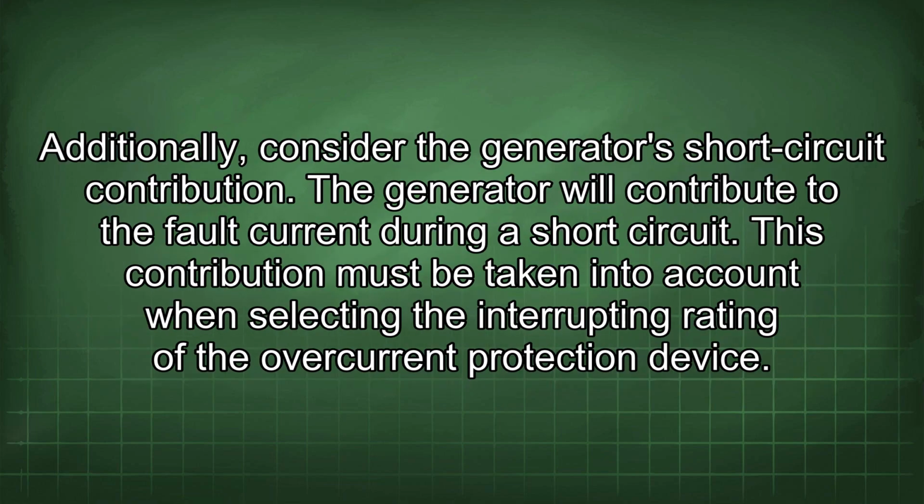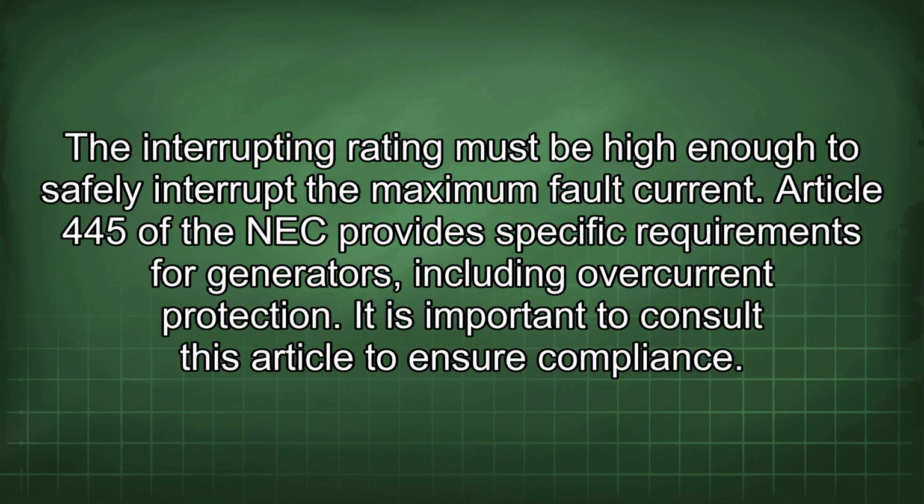Additionally, consider the generator's short circuit contribution. The generator will contribute to the fault current during a short circuit. This contribution must be taken into account when selecting the interrupting rating of the overcurrent protection device. The interrupting rating must be high enough to safely interrupt the maximum fault current.